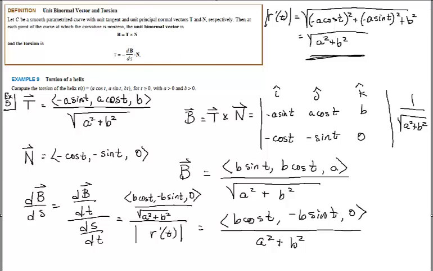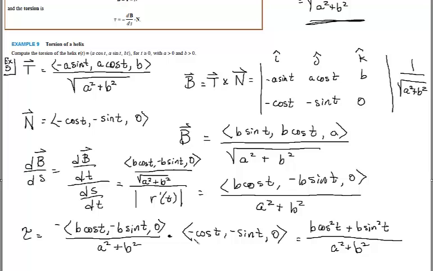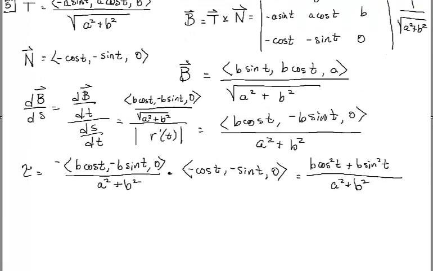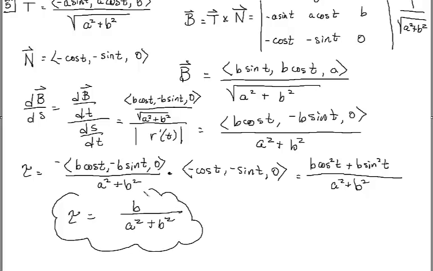Alright, writing that down and computing the dot product, I'll factor out that b, and then I'll have cosine squared plus sine squared, which is 1, and I will get that the torsion here is just b over a squared plus b squared. And that is a beautiful thing.